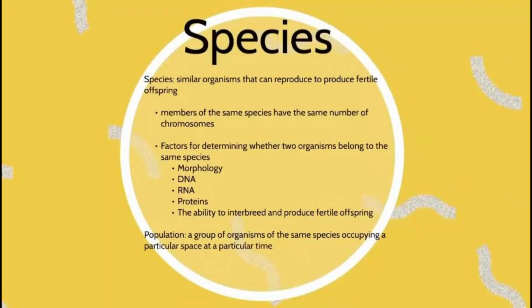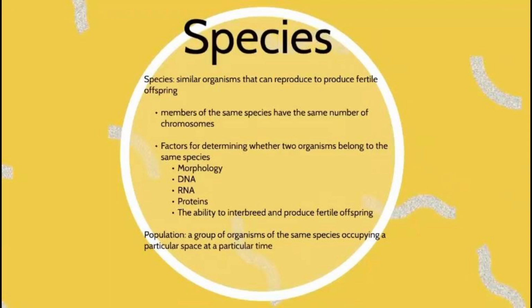So, for example, a mule. So if a donkey and a horse have a baby together, they can do that. But the offspring that they have, that mule, won't be able to then reproduce again. So this is why the donkey and the horse are not actually part of the same species.